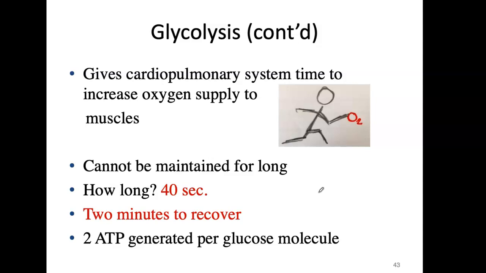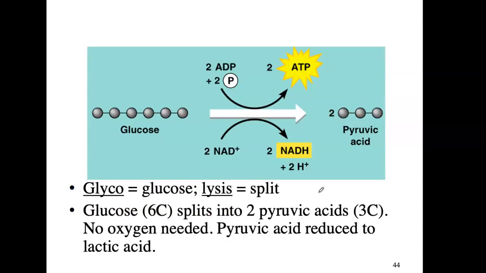And again, it's 2 ATP that you're generating. So there's my little stick guy running without oxygen because the oxygen didn't get here yet. Once it gets there, then you can really start making ATP. But in the meantime, we're going to use those other 2 methods. Just a few more reminders of glycolysis: glyco is glucose, lysis is to split.